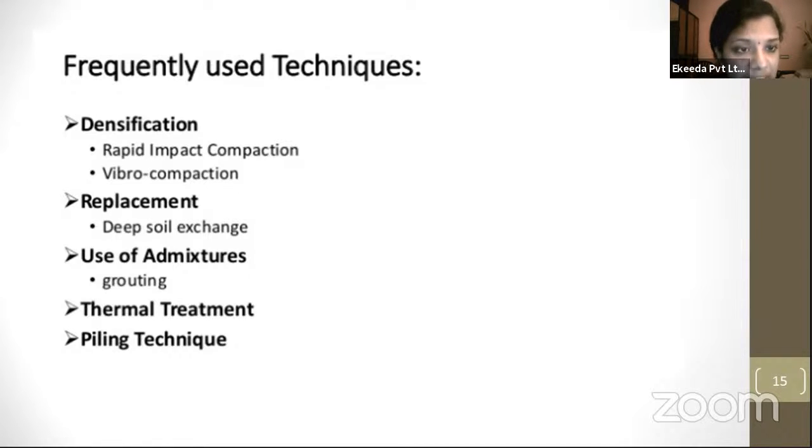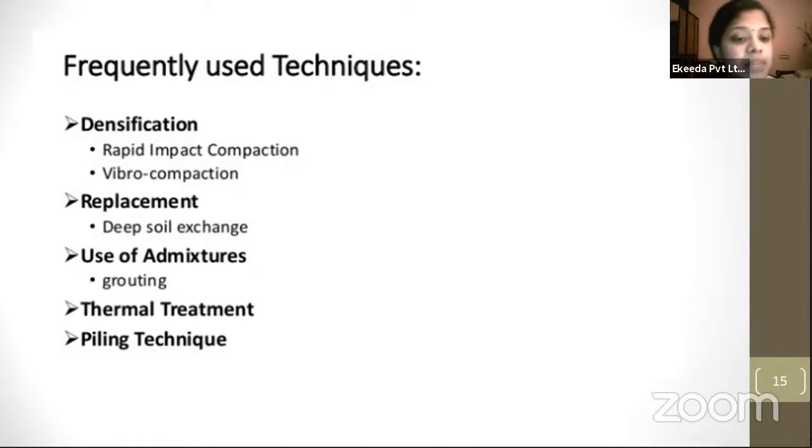Now next is replacement. If the soil is of highly problematic characteristics, it's better to replace that soil with more strength soil. That is called deep soil exchange. Then use of admixtures like lime, then cement materials. All these can be used as admixtures, and the technique used is called grouting. So grouting is adding cement to the soil. That is called grouting, and we can also add lime.